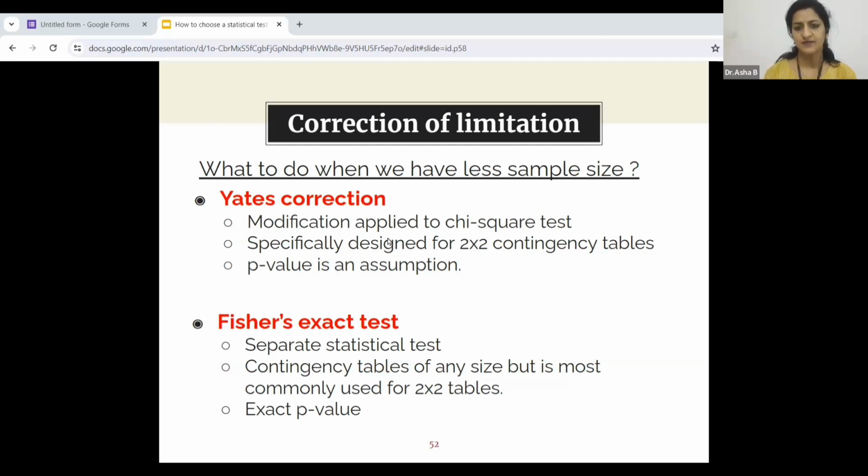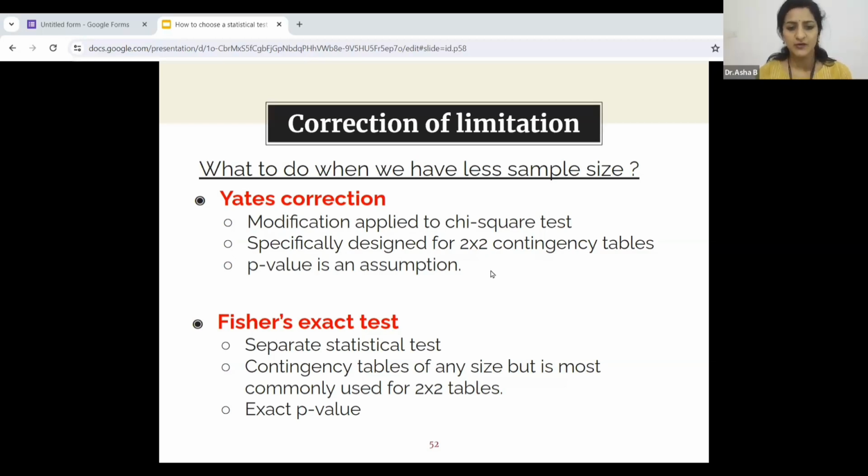So whenever we have this less sample size, we cannot use chi-square test directly. To apply this chi-square test, we have to go for some correction. So that is called as Yates correction. So this is specially designed for 2x2 contingency tables, and the p-value whatever we get after applying Yates correction is an assumed p-value. It's not the exact p-value. So this is one alternative what we can do. This Yates correction is just a modification that has been added to chi-square test.